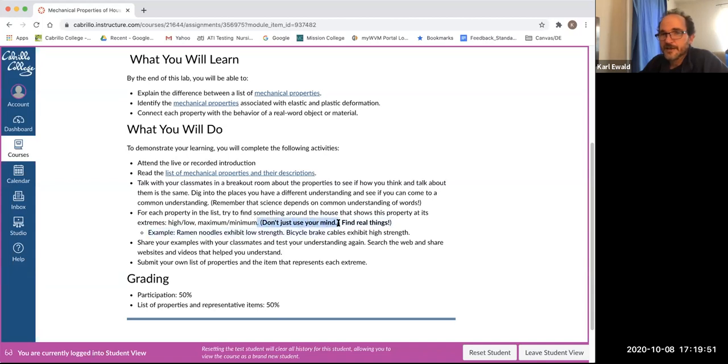I'll show you that. And I really want you to try to not just use your mind, not just imagine something that is ductile versus something that isn't. I want you to try to find real things. Because I think once you have that real thing in your mind and it really fits the property, you'll never forget that property again because it'll be attached to that item. So try to have something physical in the physical world.